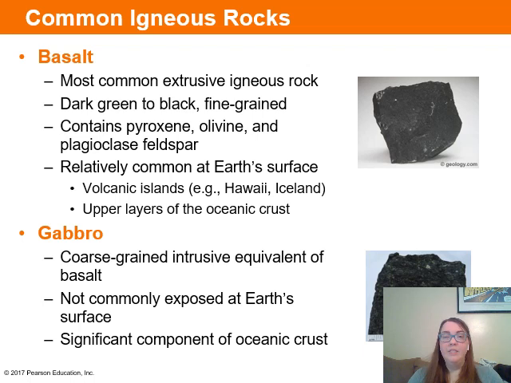So with these, both basalt and gabbro, these are going to be our mafic igneous rocks. These are very dark in color. So when we're looking at basalt, this is the most common extrusive igneous rock found on our planet. And it's going to make up almost the entire oceanic crust.